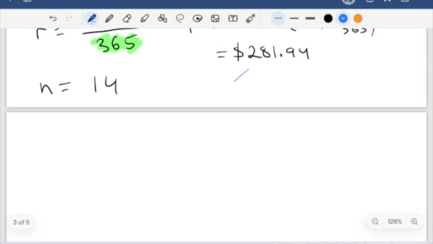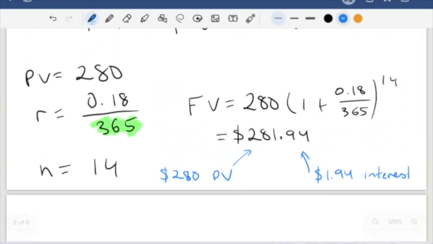So, let's just break this down a little bit. From this amount that we have, $281.94, we have the $280 present value, which then means that we have $1.94 in interest. Okay, so we can see that the interest on these credit cards doesn't actually end up being that high, but it can add up. And as a bank, if you've got someone who maybe spends a little bit recklessly and buys a lot and has a lot of interest accumulating, you're going to make quite a bit of money relatively quickly. But this is how we can calculate the cost of using a credit card.